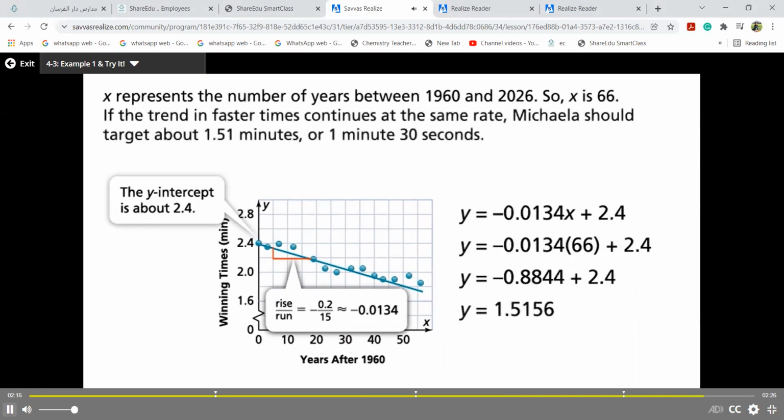They said between 1960 and 2026, how many years are there? There are 66 years. If you subtract 1960 from 2026, the number of years in between is 66. And as the question says x is the number of years, we substitute x as 66 and you get the value of y. If the trend in faster times continues at the same rate, Michaela should target about 1 51/100 minutes, or 1 minute 30 seconds.